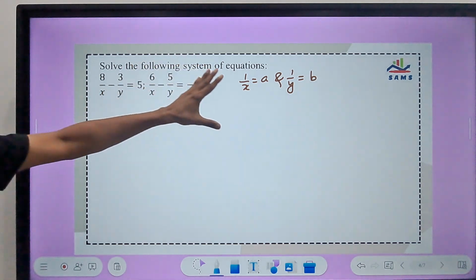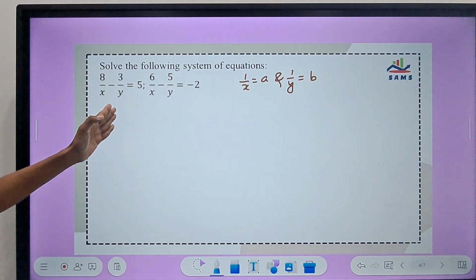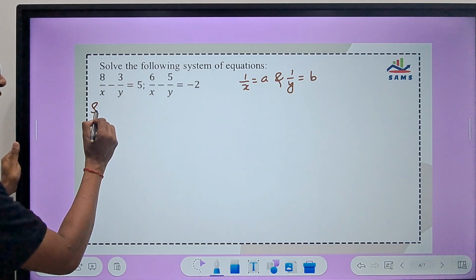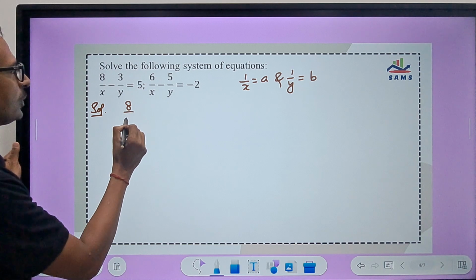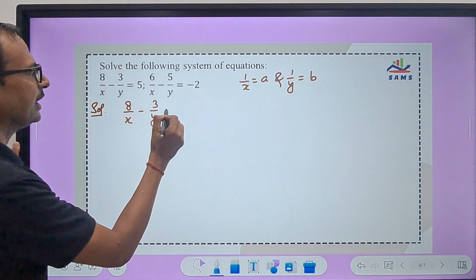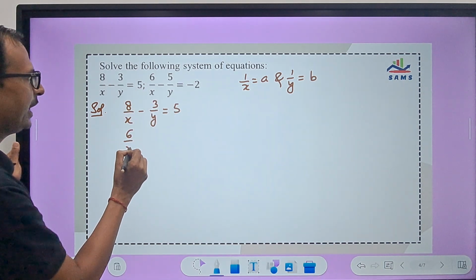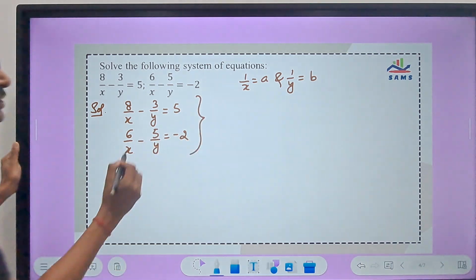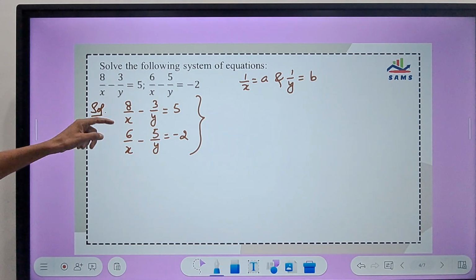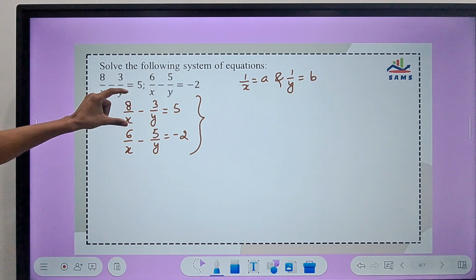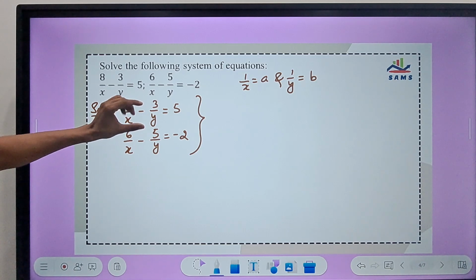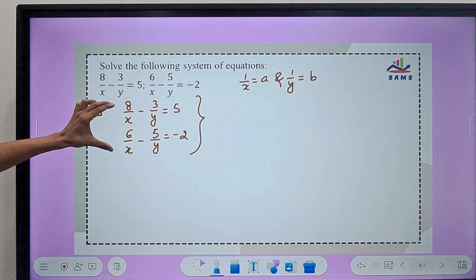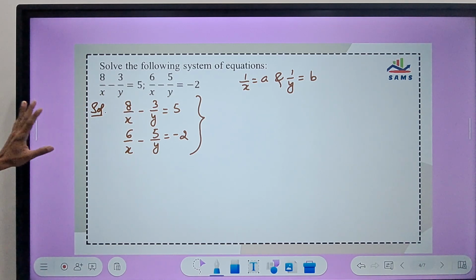But even if you don't convert it into linear form and apply the method of equating coefficients directly, it still works. I'll show you how. So in the solution, I am going to write these two equations one below the other like this, and I will try to equate the coefficients without converting them to linear form. So what is the LCM of 8 and 6? It is 24. Or you can take LCM of 3 and 5, that is 15. So either convert the coefficients of y as 15 or the coefficients of x as 24.